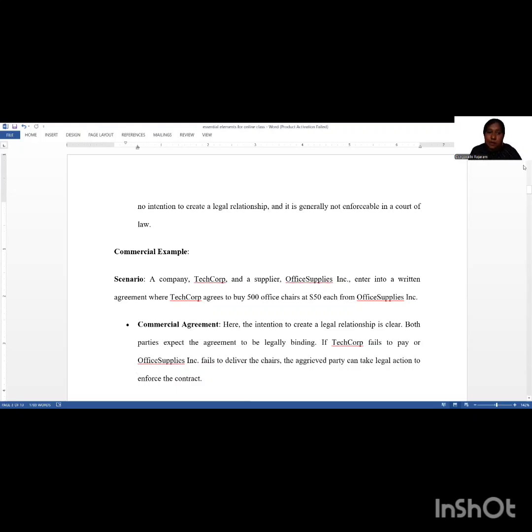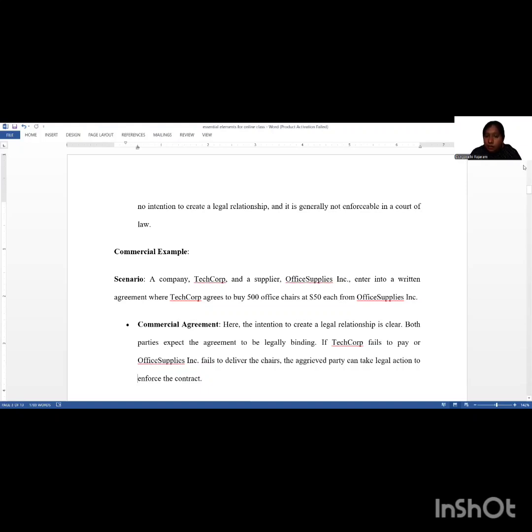Now, a commercial example. Let us take a company, like Tech Corp, and a supplier, an office supplies company, who enter into a written agreement. This is very important. This is what is different. Tech Corp agrees to buy 500 office chairs at 50 each from Office Supplies. Here the intention to create a legal relationship is clear because we have a written document. Both parties expect the agreement to be legally binding.